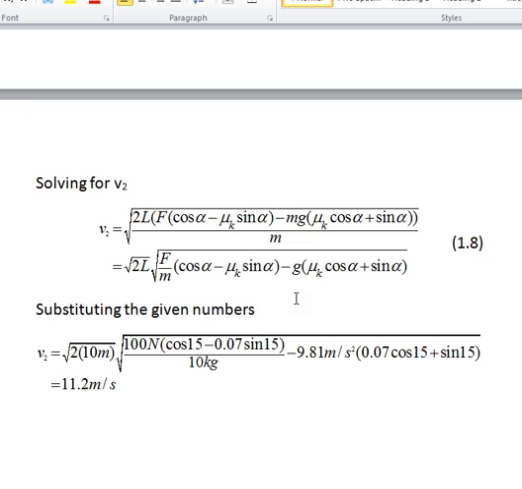And then by substituting in the given numbers, you can find the final velocity of the crate after 10 meters of application of the force to be 11.2 meters per second.